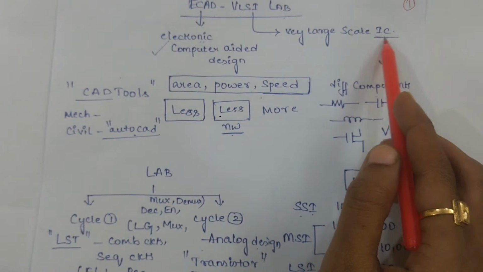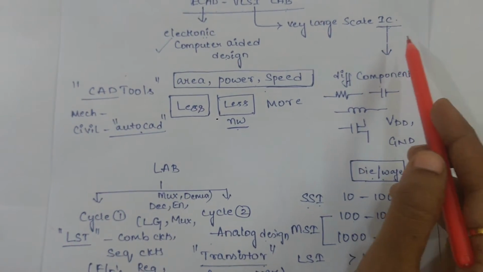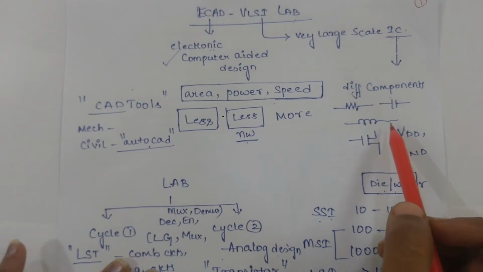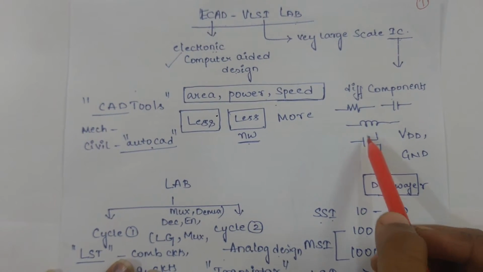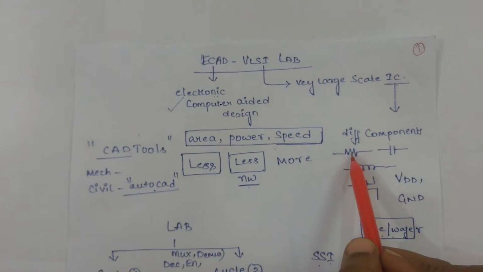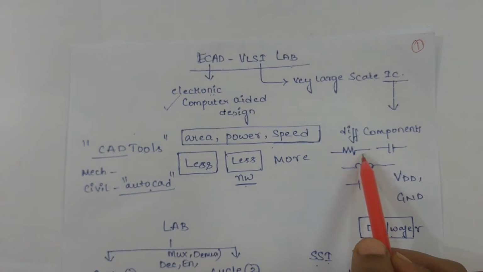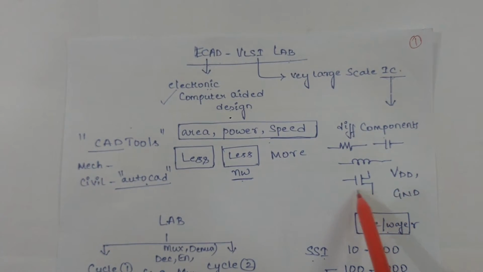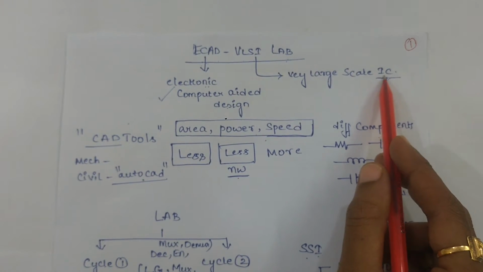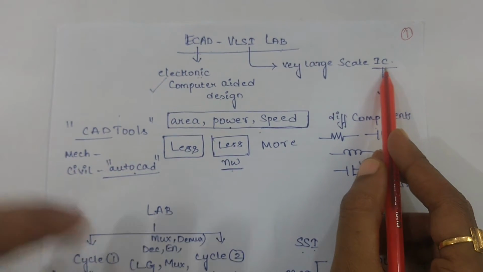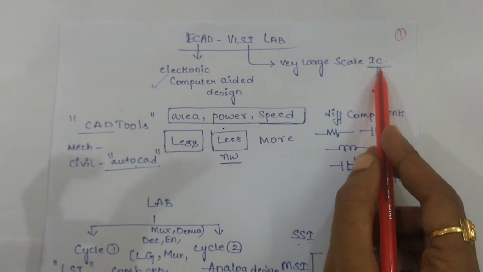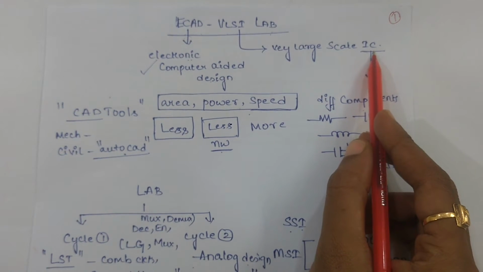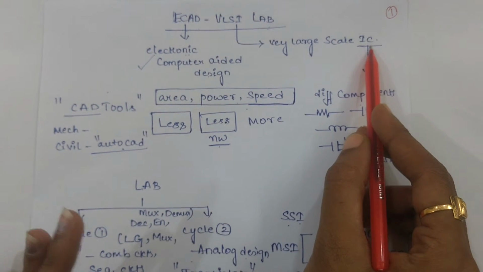And an integrated circuit means the different components, like resistors, capacitors, inductors, even transistors, each have their own functionality feature. Connecting all the different components together is nothing but an integrated circuit. It means you are combining different functionality features and making a single circuit. All those components are placed in a single IC.